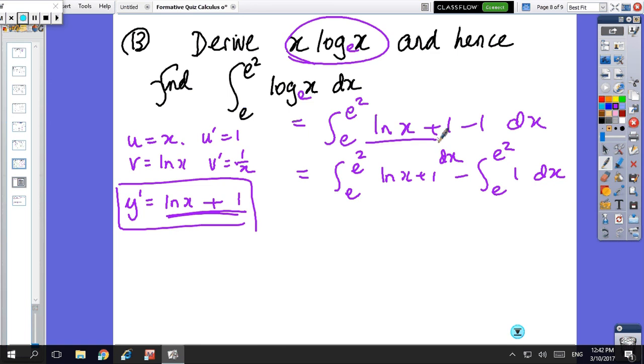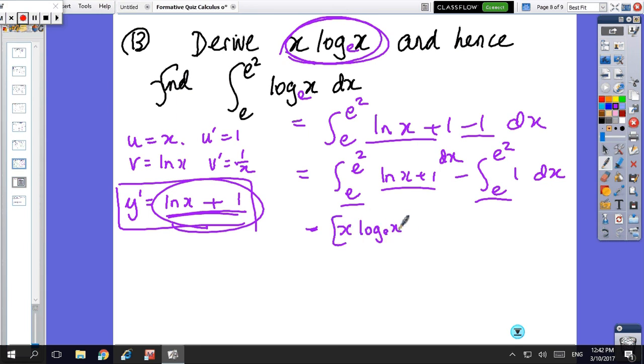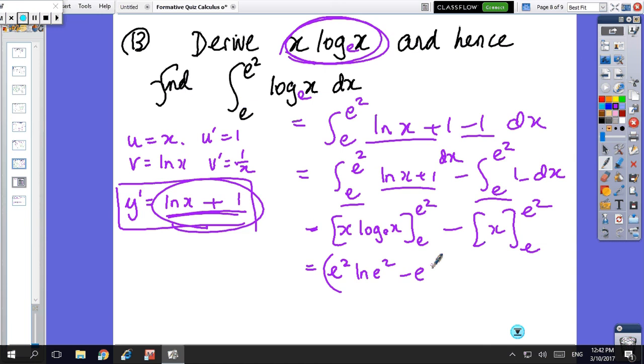Okay, so we're just breaking it up into 2 parts, and then put the integral sign with both of them. And then log x plus 1 means it came from x log x between e and e squared, and then 1 is just going to be x between e and e squared. So we've got e squared, I'll take it back to log e squared minus e log e, so that's the first bracket, minus second bracket will just be e squared minus e.